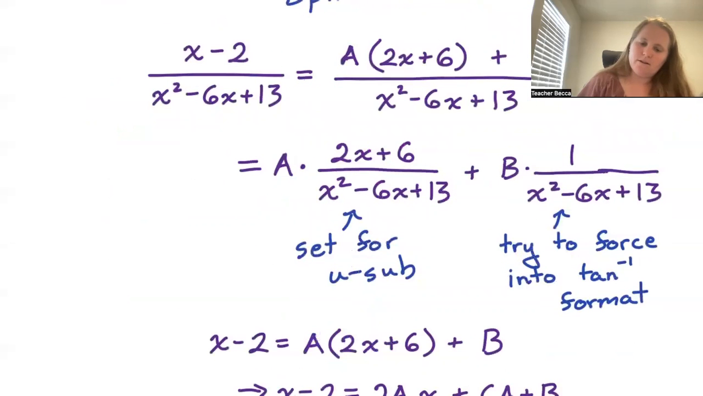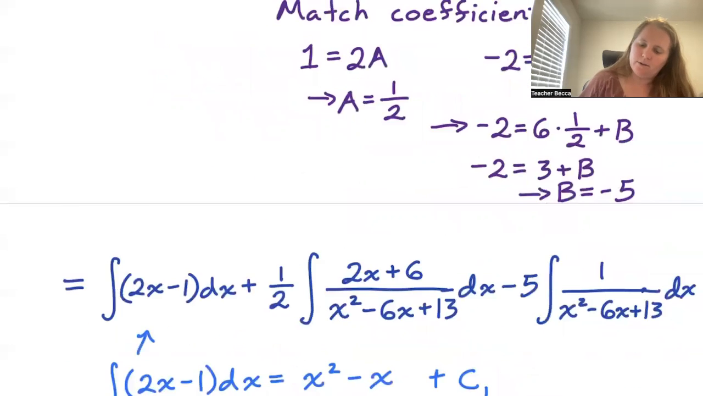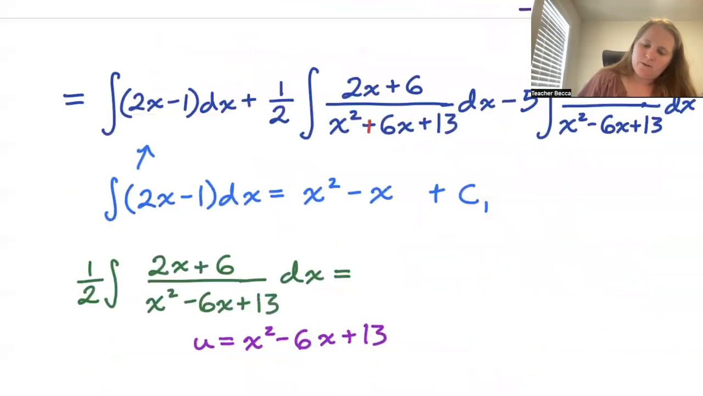I apologize. These denominators should have all been plus. It should have been x squared plus 6x in all the denominators I have written. Should have been x squared plus 6x plus 13.